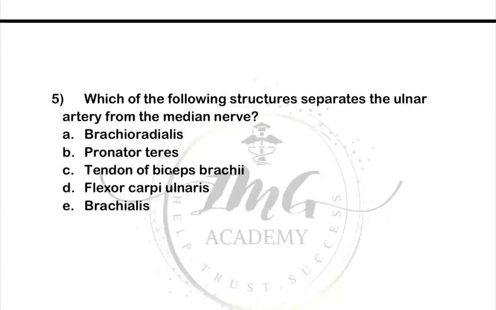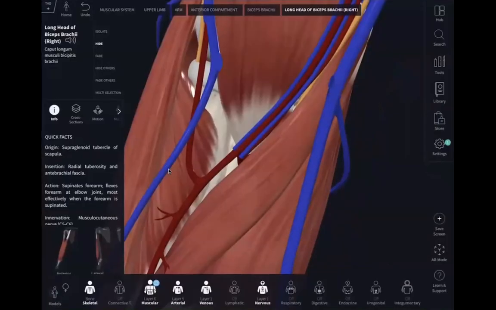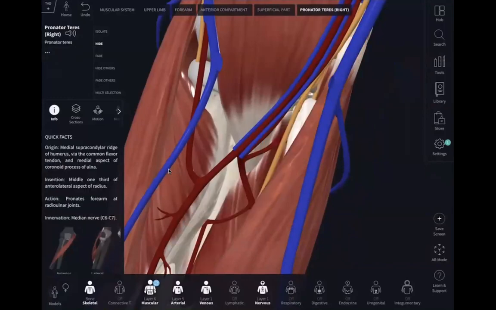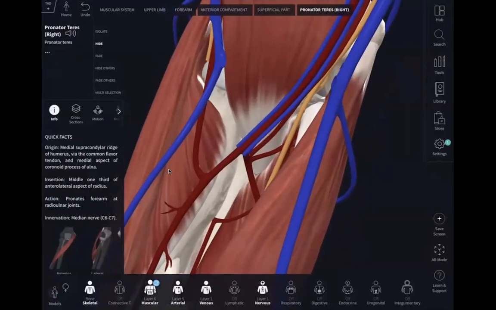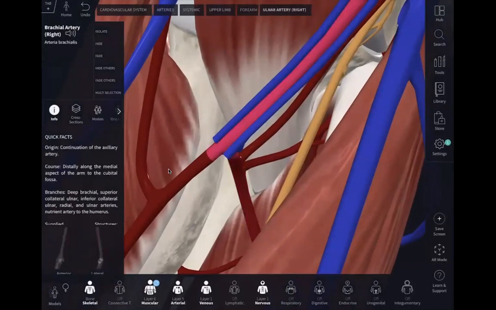Let me find the keywords. The following structure separates, so again, the same thing we have to see, from the ulnar artery and the median nerve. Let's see what the structure is here. Let me first of all hide this one, and we have to search which one is our ulnar artery. See, this is our ulnar artery because this is our brachial artery.